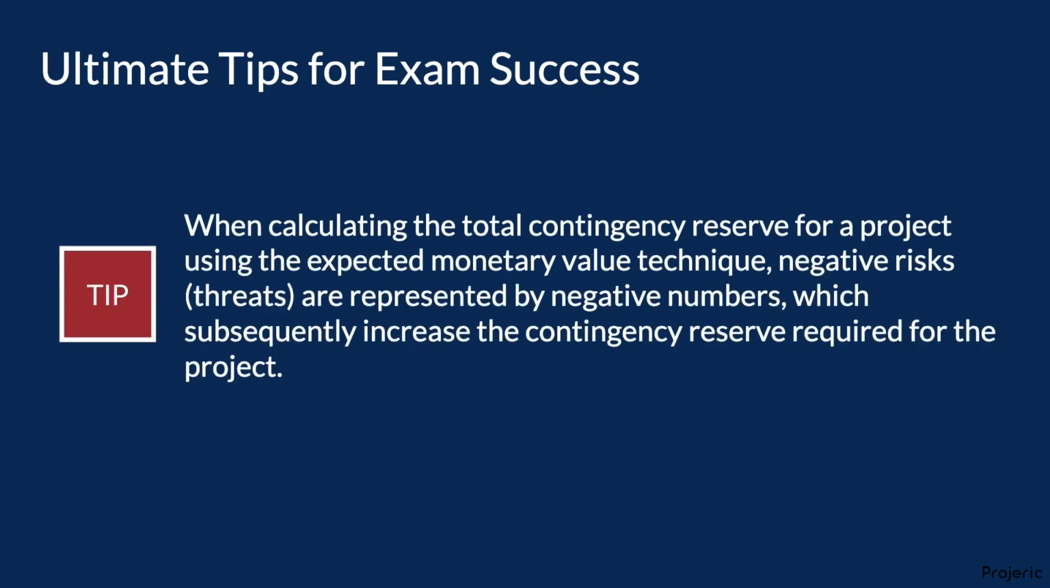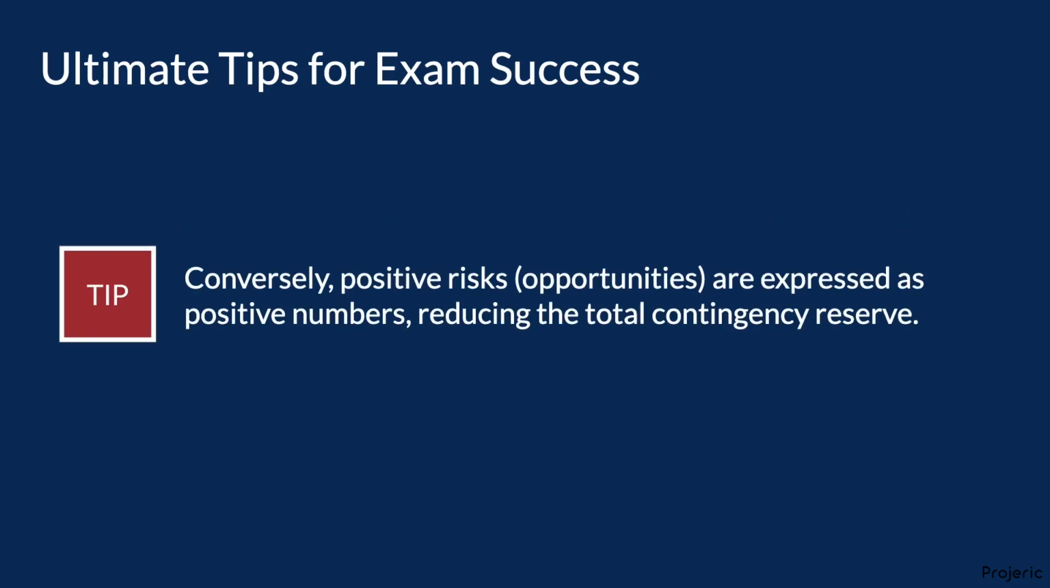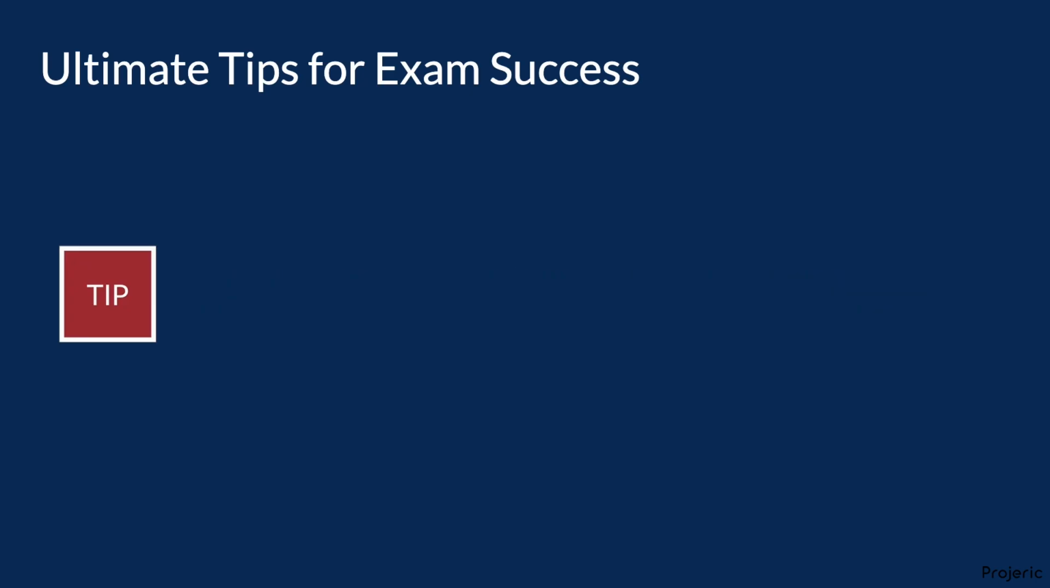When calculating the total contingency reserve for a project using the expected monetary value technique, negative risks, threats, are represented by negative numbers, which subsequently increase the contingency reserve required for the project. Conversely, positive risks, opportunities, are expressed as positive numbers, reducing the total contingency reserve.